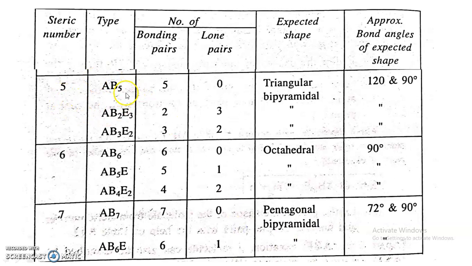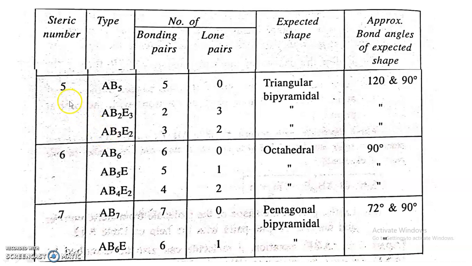Similarly, if the steric number is 5 and the molecule type is AB5 and suppose lone pair is not there, it means A is attached to 5 B atoms, bonding pairs will be 5 and expected shape will be triangular bipyramidal with bond angles 120 degrees and 90 degrees. If A is attached to 2 B atoms and there are 3 lone pairs, then also the expected geometry will be triangular bipyramidal. Here B atoms occupy the vertical positions whereas the lone pairs occupy the horizontal places. The resulting molecule will be linear actually, but expected geometry is triangular bipyramidal.